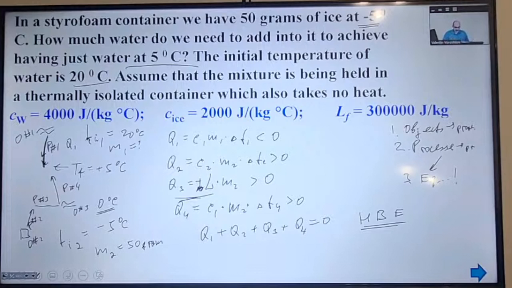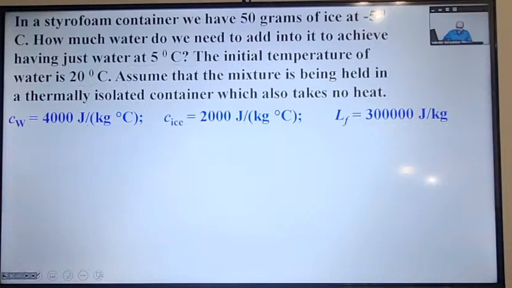And well, now let's continue on the next slide. I will rewrite again. C1 M1 times delta T1 plus C2 M2 times delta T2 plus L M2 plus C1 again, but M2 times delta T, well, for the fourth process equals 0.